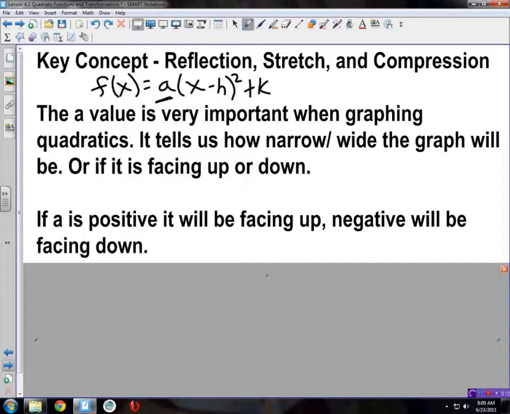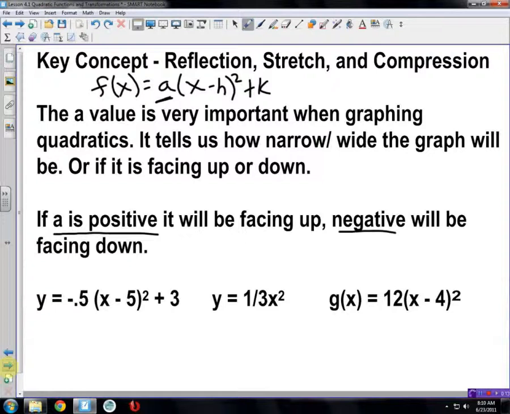It tells us how narrow or wide the graph will be, or if it is facing up or down. Now, remember at the very beginning I told you that they could be facing up or down, and now we're just kind of touching on that. Alright, so if A is a positive number, it'll be facing up. A negative one, it'll be facing down. So I have 3 examples right here, and let's look at each one and see which direction it is going to be facing, either up, which is considered facing up, or facing down. That's considered facing down.